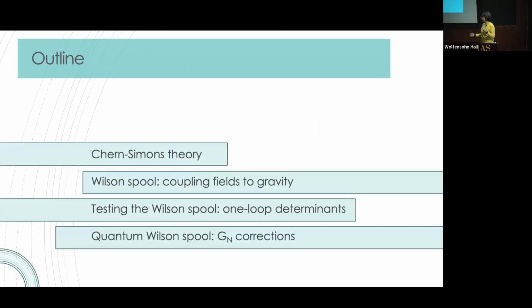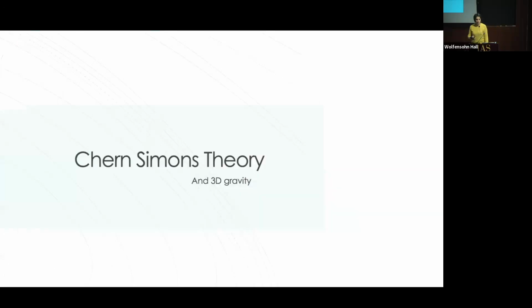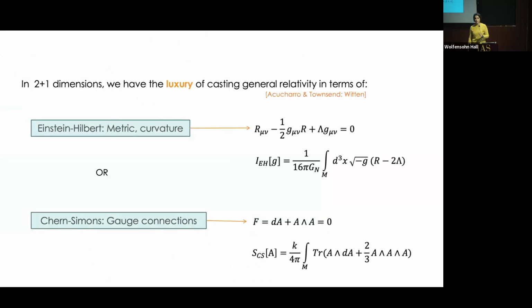The way this talk is going to be structured is that I'll set up the stage and go through some of the notation. We'll talk very briefly about Chern-Simons theory and its relationship to 3D gravity. Then I'll introduce the Wilson spool. We'll test it, see how it computes one loop determinants, and then talk about these quantum corrections. Very good. So, Chern-Simons theory and 3D gravity. This is a really old story, and it goes as follows.